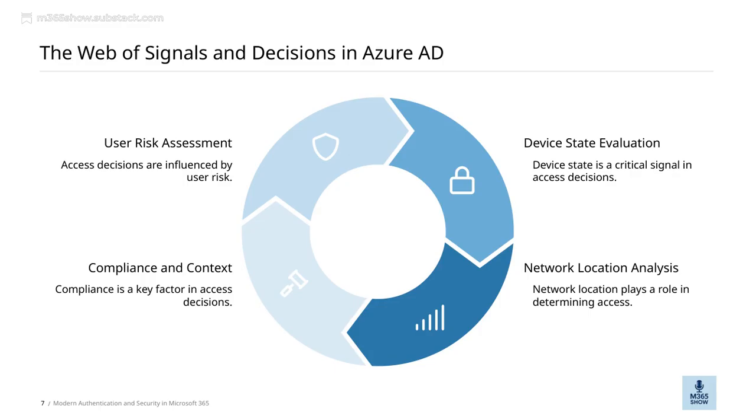Finally, network location analysis is also important. The location from which a user is accessing the system can influence access decisions. For example, access from a known, secure network might be granted more easily than access from an unfamiliar or risky location. All these signals, user risk, compliance, device state, and network location, work together to form a comprehensive picture that guides access decisions. This interconnected approach helps us create a more secure and adaptive authentication environment in Microsoft 365.